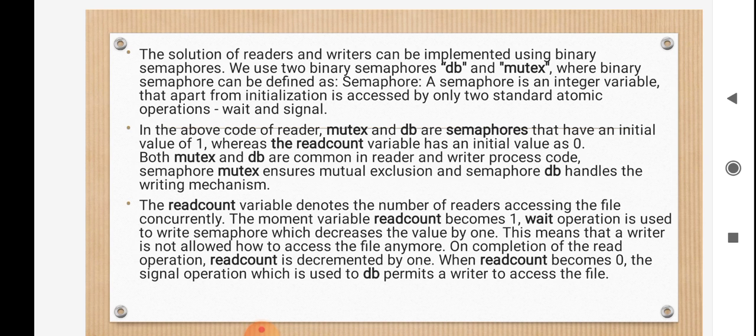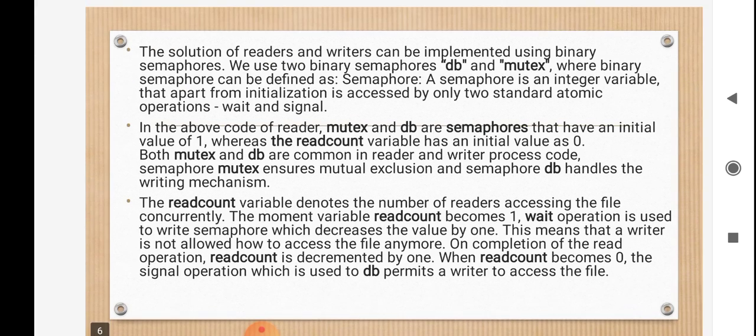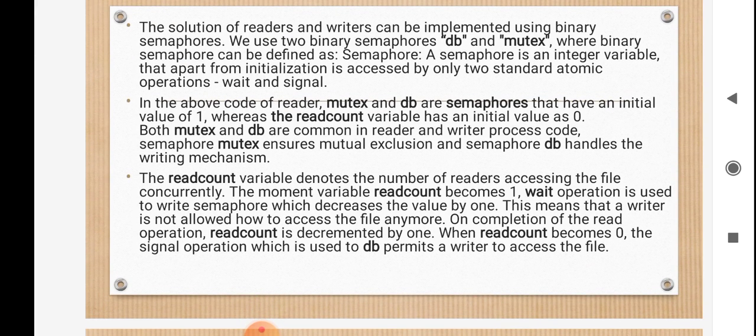So as I told, in the code we have initialized some variables, and we now know the use of those initialized variables. In the above code of the reader, mutex and DB are the semaphores. The read count variable denotes how many readers are accessing the file at the same time. Whenever the read count becomes 1, we perform the wait operation, which decrements the value by 1.